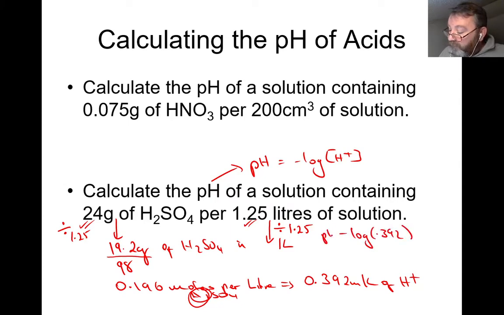0.392, that's my pH, is equal to, and that comes out as minus the log, and that comes out as 0.407. And that's my pH. So again, grams per volume should be turned into grams per litre, then moles per litre. Then check and see, is the acid monoprotic, diprotic or triprotic? And if you need to adjust the number of moles per litre from the acid up to the number of moles per litre of H+, do so before you fill it in to the minus log formula.